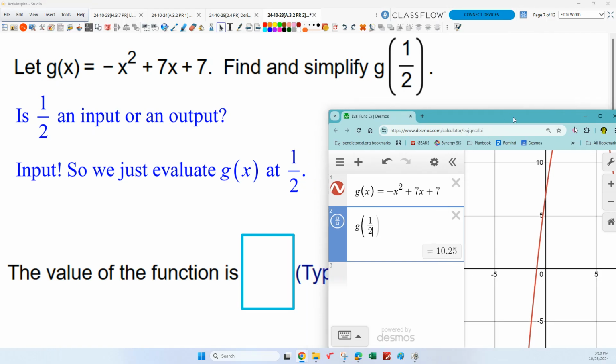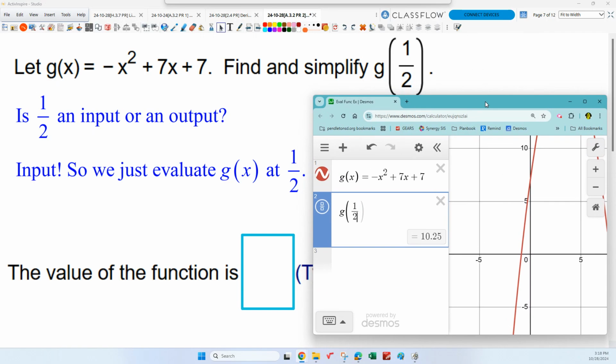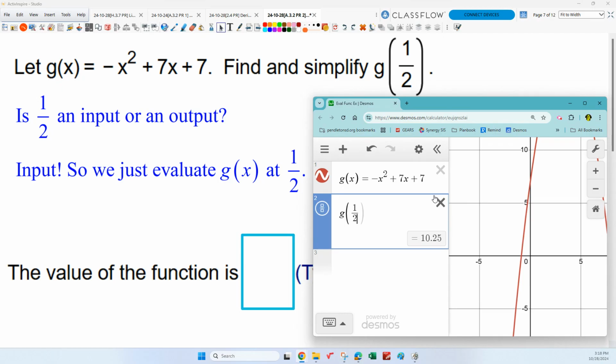Now, what if they want the answer as an integer or fraction? What do I do in Desmos? Click on the answer? No, click on the fraction button. There we go. 41/4.